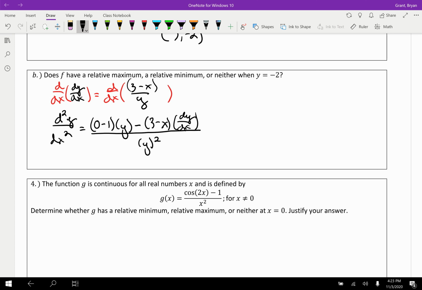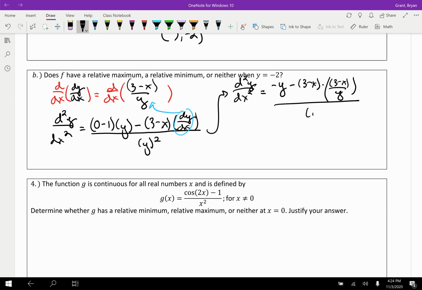Can we clean this up? I certainly think so. There's two ways that I'm going to clean this up. The first way is I'm just going to simplify as far as I can. This just becomes negative y over here. The second way is I'm going to replace dy/dx with that guy up above. So we end up with the second derivative of y with respect to x is negative y minus (3 minus x) times, and then dy/dx is (3 minus x) divided by y, all divided by y squared. And I'm really not going to do anything more than that. I don't think it's probably necessary here.